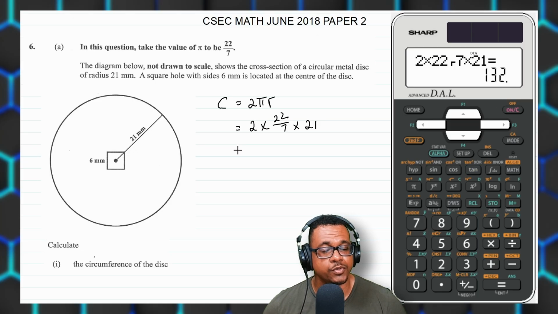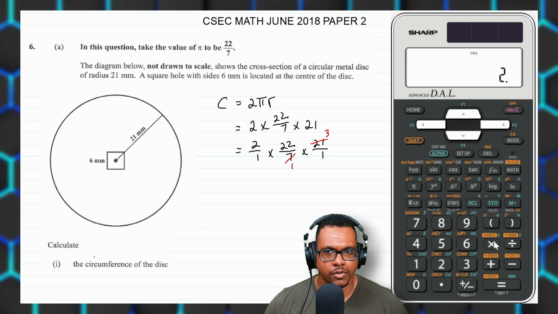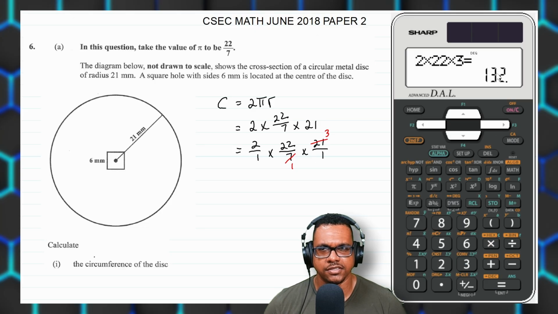Now, if I were to work this out without the calculator, I'll put the 2/1 multiply by 22/7 multiply by 21/1. And the only thing we'll cancel here is the 7 with the 21. So I'll say 7 to 7, 1. 7 to 21 is 3. And now I'll have 2 multiplied by 22 multiplied by 3. So if I go on the calculator and press 2 multiplied by 22 multiplied by 3, you can see we get 132. So my circumference is 132 millimeters.